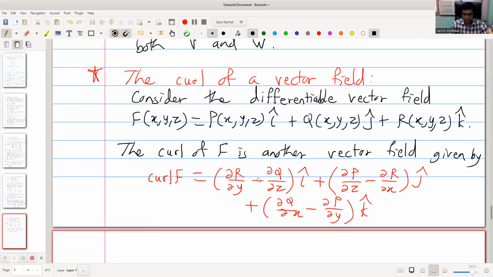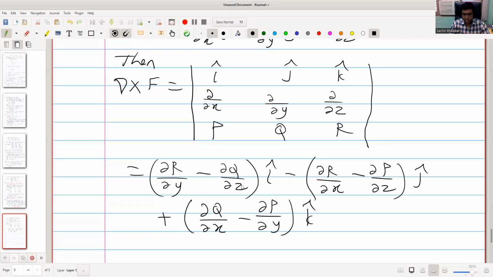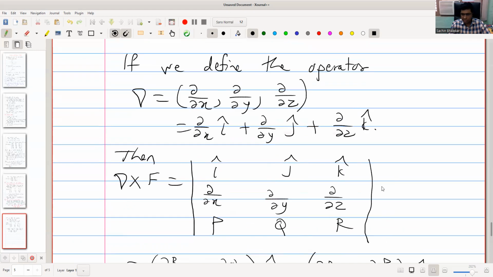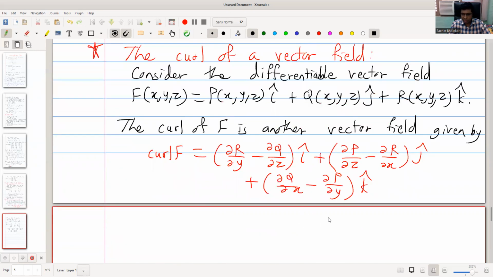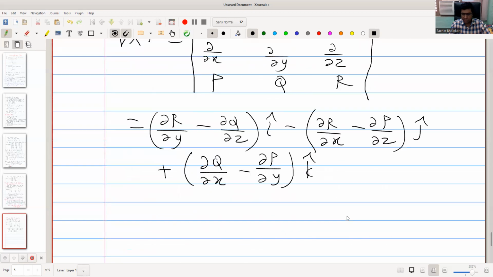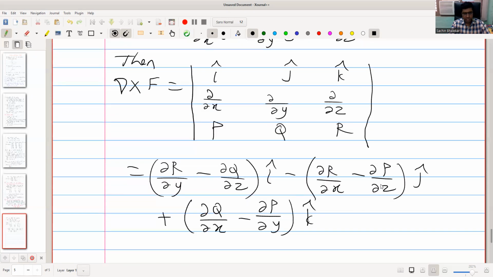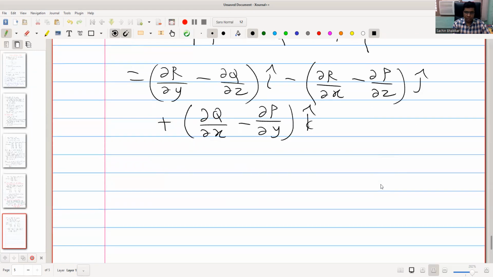which is here. Okay, so the coefficient of i hat is partial r with respect to y and q with respect to z. Okay, then second, if we absorb this minus sign inside, then it is partial p with respect to z minus partial r with respect to x. Okay, and the third thing is q with respect to x and p with respect to y. So this is the same as curl. Okay, so our result is therefore curl F is nothing but del cross F.